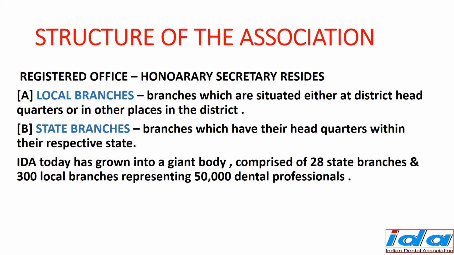Now what is the structure of the association? In IDA you have two types of branches, local and state. Local branches are situated either at the district headquarters or in other places in the district. For example, in the state of Maharashtra you have branches in Mumbai, Navi Mumbai, Pune East and Pune West, Nagpur and Nasik. These become your local branches.